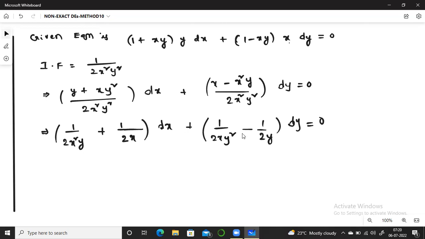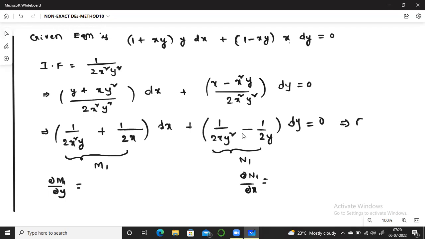Now, I'm telling that this equation is exact, but you have to check once again. If you treat this one as M1 and this one as N1, you calculate ∂M1/∂y and you calculate ∂N1/∂x. They should be equal because it is exact. I'm saying this because I already converted the given non-exact equation to an exact equation, but you have to verify, right? So please verify by calculating ∂M1/∂y and ∂N1/∂x.